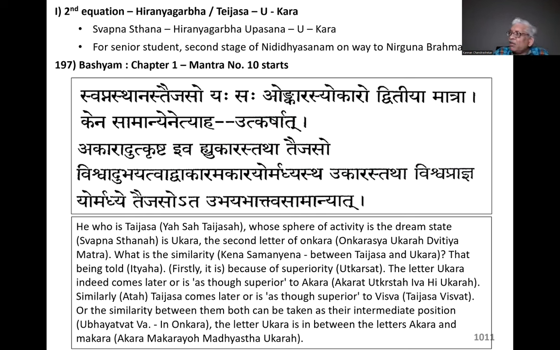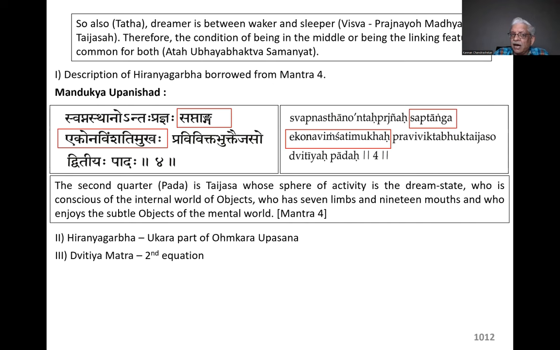This is the fourth mantra of the Mandukya Upanishad, which we have studied. What we studied for the fourth mantra, we have to bring it and understand. The tenth mantra is also talking about Ukara. Ukara means dream state. Dvitiya mantra is the second equation. In the second equation, what happens? Taijasa is at the individual level. Hiranyagarbha is at the total. The devata of the dream state is called Hiranyagarbha.